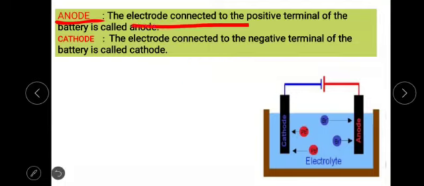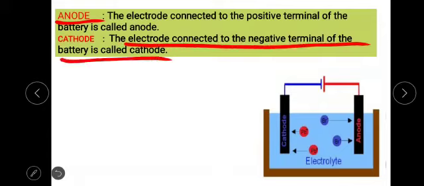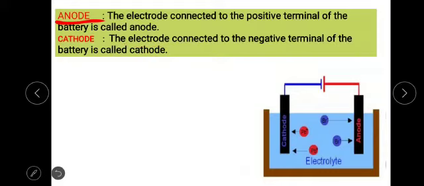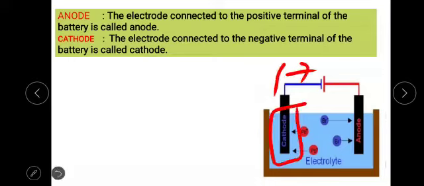The electrode connected to the positive terminal of the battery, we call it anode, and the electrode which is connected to the negative terminal of the battery, we call it cathode. A very simple definition for class 10 students. So here is cathode, which I already told you is the negatively charged terminal, and here is anode, which is positively charged. Please learn this simple definition by heart from the examination point of view.